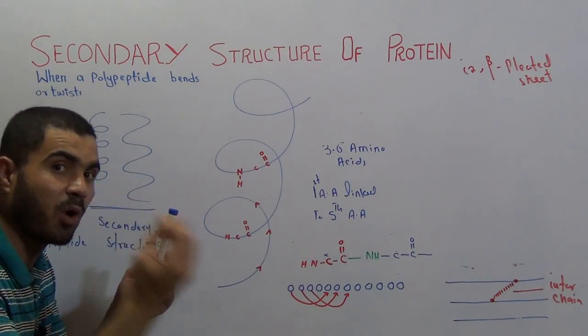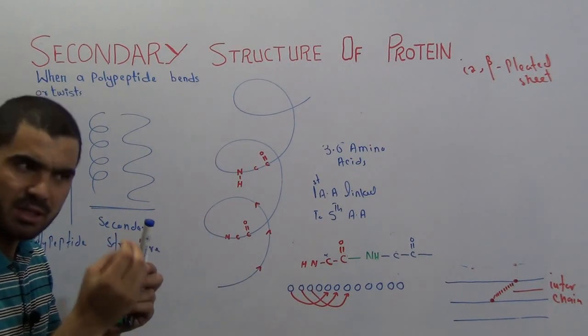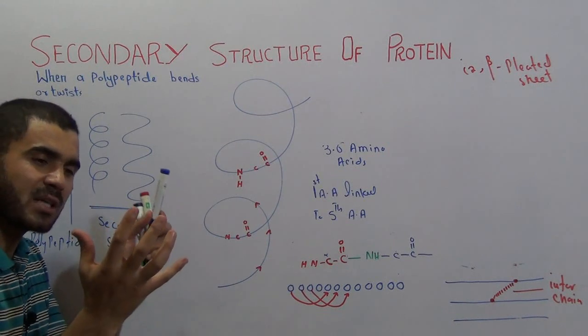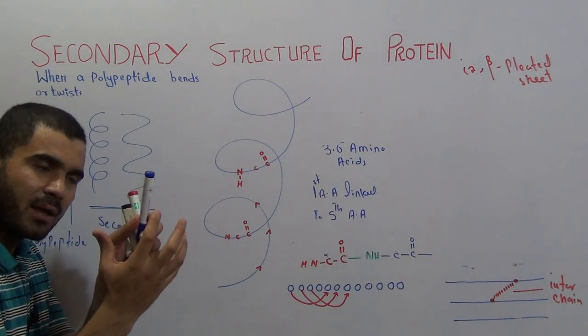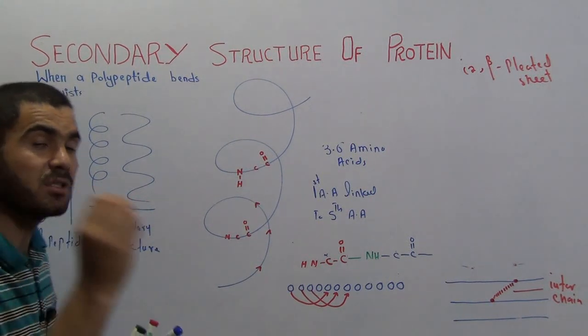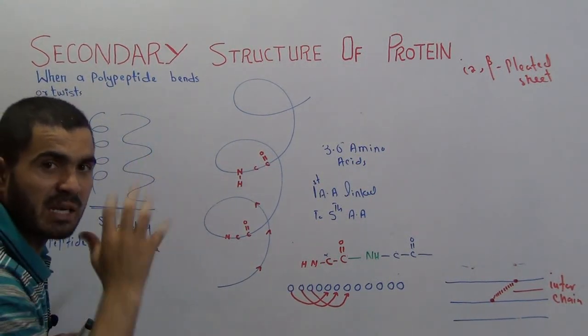We need some special bond that is called hydrogen bond. Hydrogen bonds are relatively weak, but when many hydrogen bonds are collected together, then it will give us a strong structure. So by the help of hydrogen bonds, that structure will remain maintained.